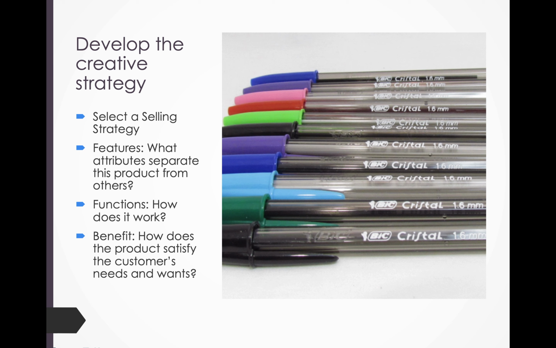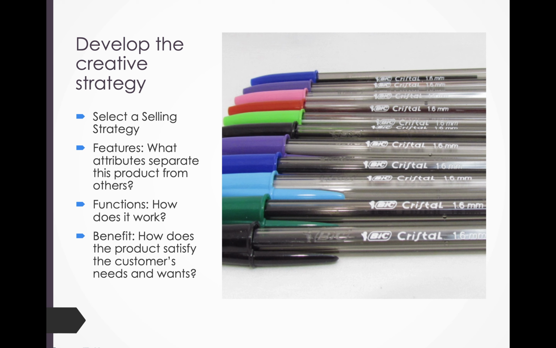Well, first of all, they're colored pens. It's not just black, blue, or red. They're fun colors. It's got a see-through body on it so we can tell if we're running out of ink. So those are examples of features. And that might be something that, based on your consumer research, your consumers want good pens.